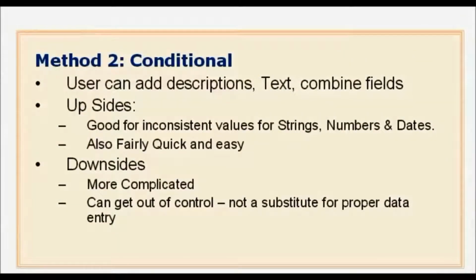The second method is conditional. In this case, we can do everything we do manually with an extra bonus. We can add descriptions, text, combine fields, but in this case it's good for inconsistent values for strings, numbers, and dates. It's also fairly quick and easy. The downside is, though, it is more complicated and it can get out of control, and is definitely not a substitute for proper data entry.